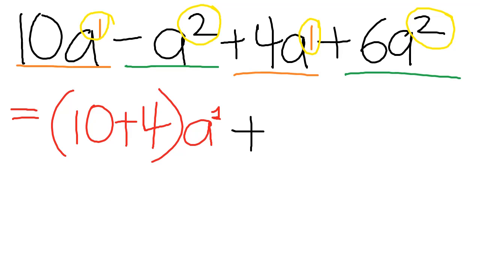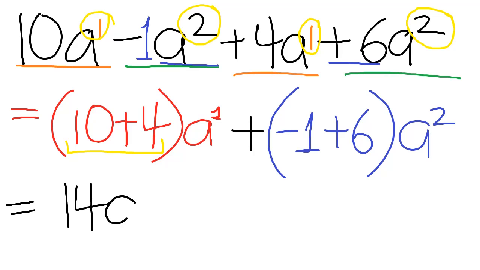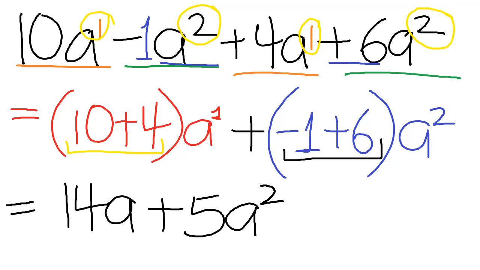Here we just basically have a minus 1 multiplied by a squared, so we can do minus 1. And our other coefficient here is plus 6. So minus 1 plus 6 multiplied by our variable, which is a squared. Again, you don't need to do this step, but this is just for the understanding. So if we do this section first, this would basically be 10 plus 4, which is 14. 14a. You don't need to write the exponent. Plus 5a squared. This is our answer for this question.